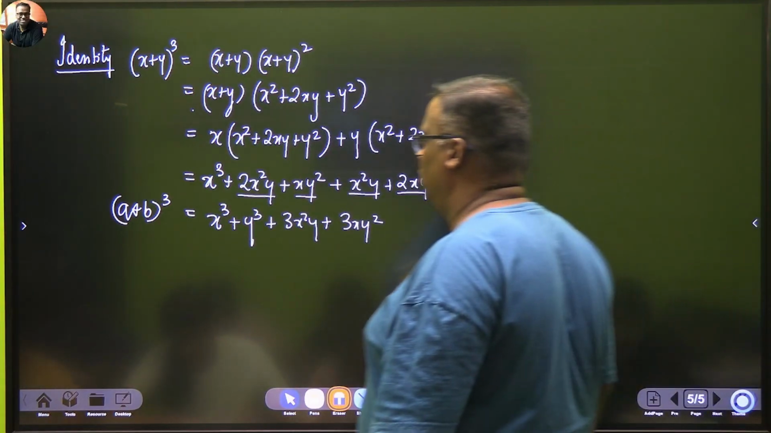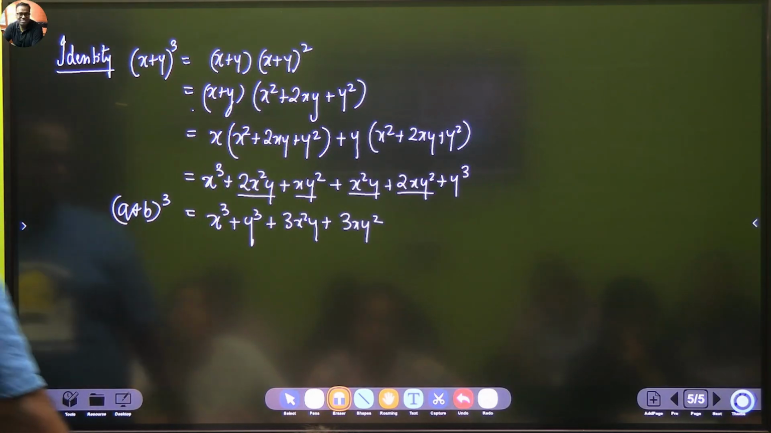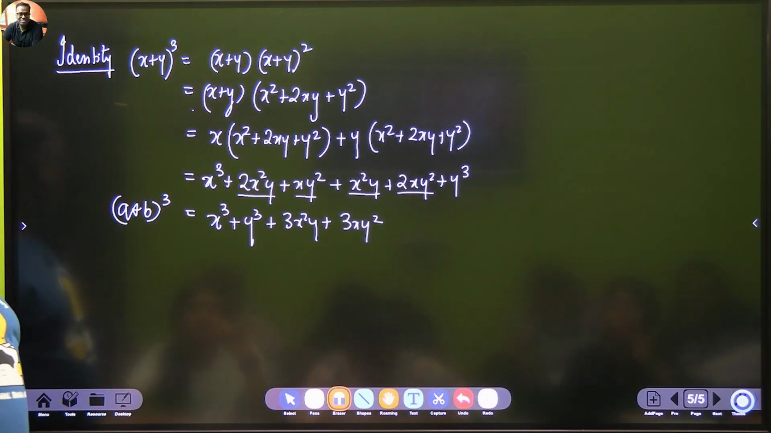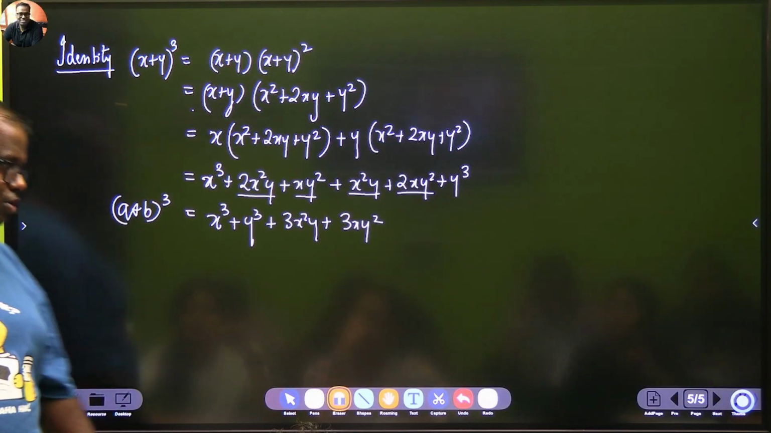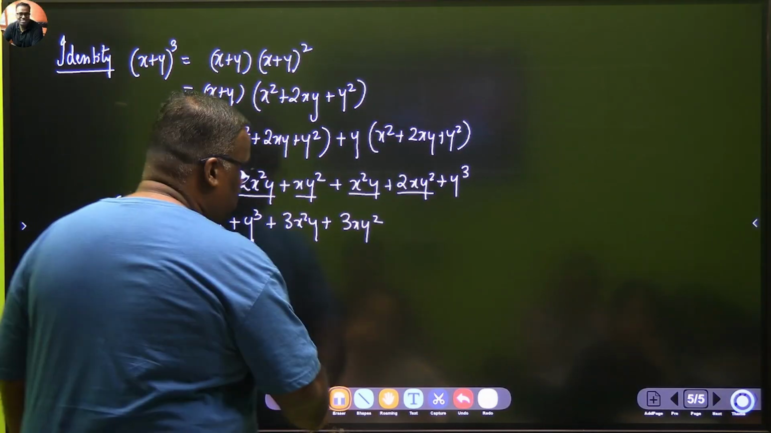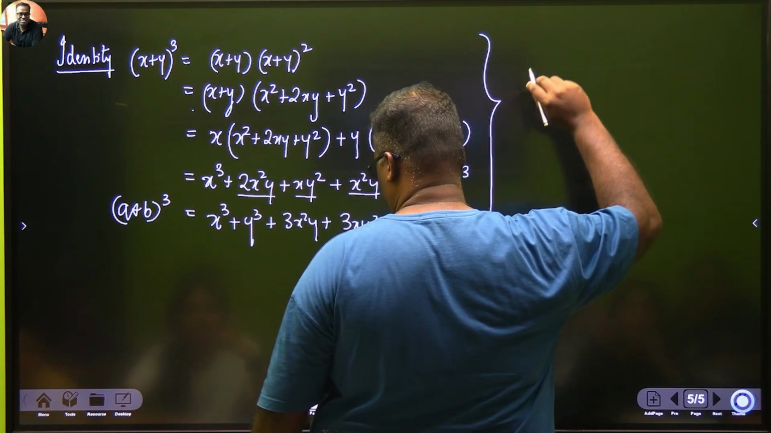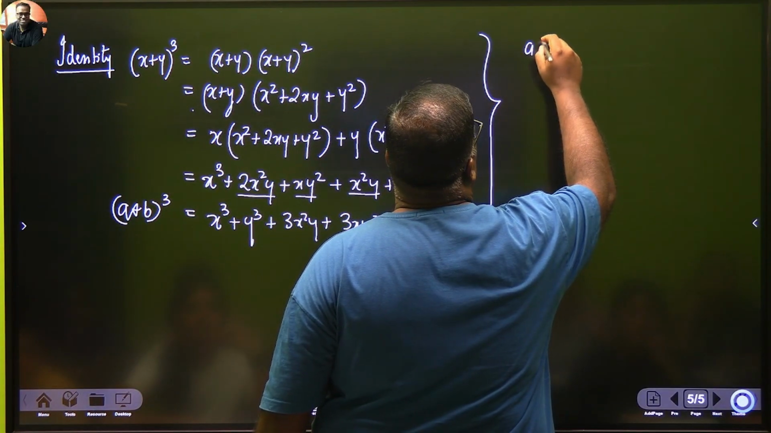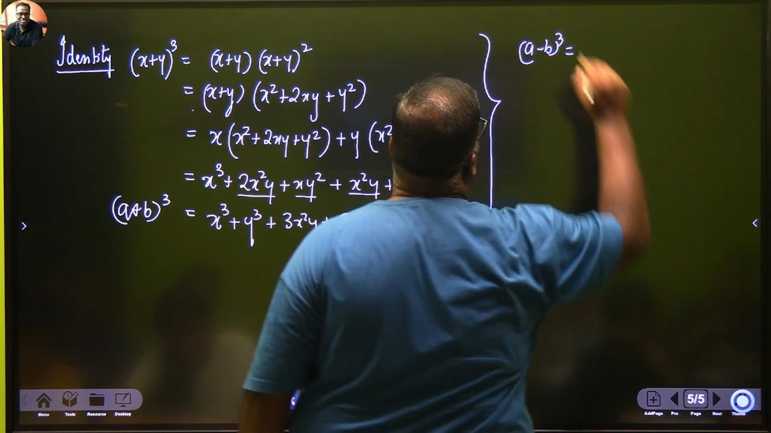A plus b whole cube. Now, since I have a plus b whole cube, it's very evident that they will now bless us with the a minus b whole cube also. And if we are really stylish, then we should try to get the formula for a minus b whole cube.